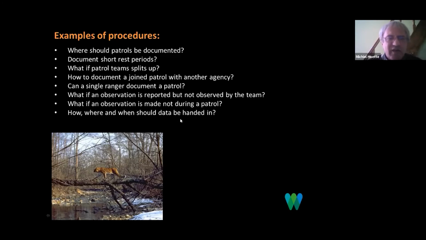Well, there are many, many other procedures that have to be defined, and for many of them it's not so important how you define them, but that they are defined. They should be defined so that teams and individual rangers don't develop a personal approach to data collection. How it's done should be defined in a collective way, so everybody does it in the same way.